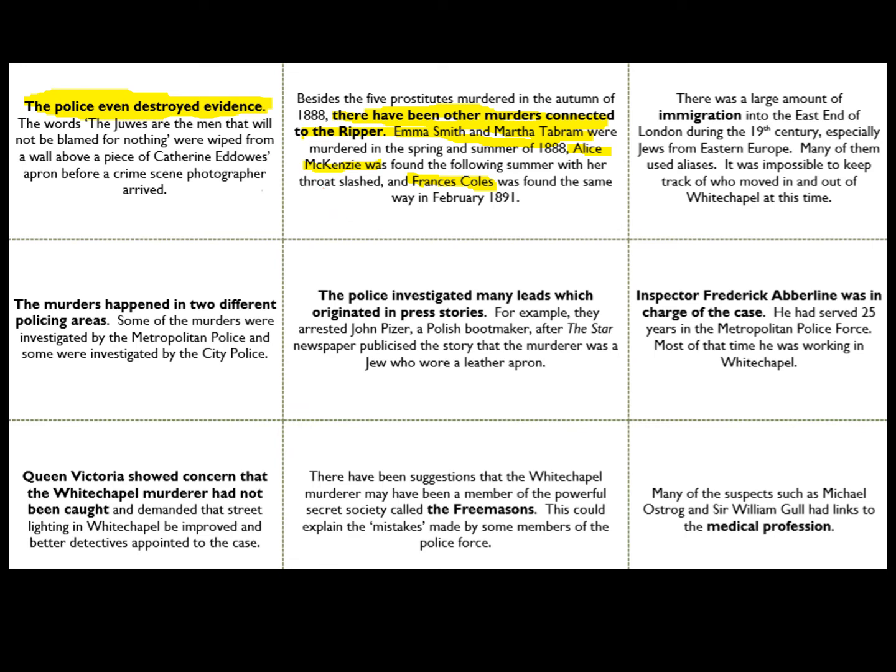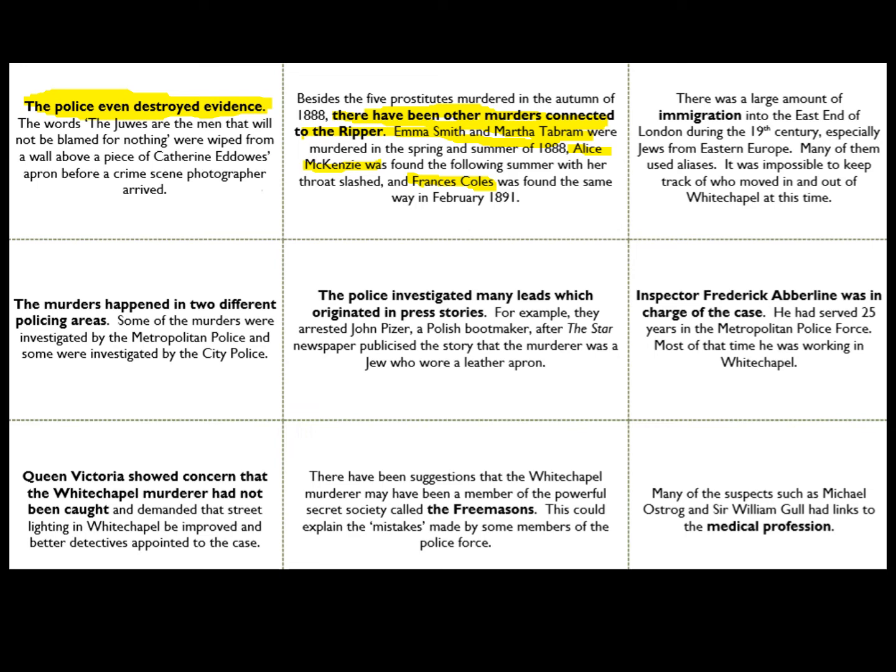Okay, we'll not do that. So basically what you would just add in there for police mistakes is that there have been other murders connected to the Ripper: Emma Smith, Martha Tabram, Alice Mackenzie, Frances Coles, who the police ignored. That would be a good thing for the mistakes there.